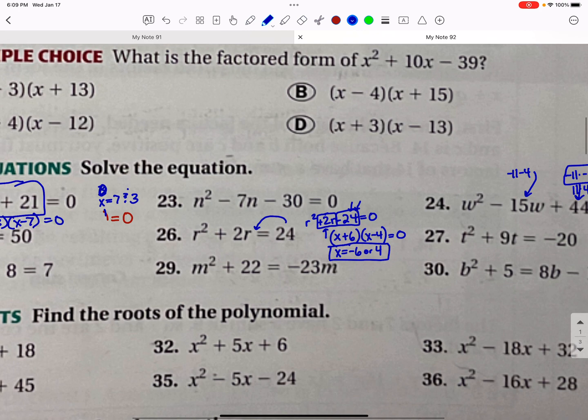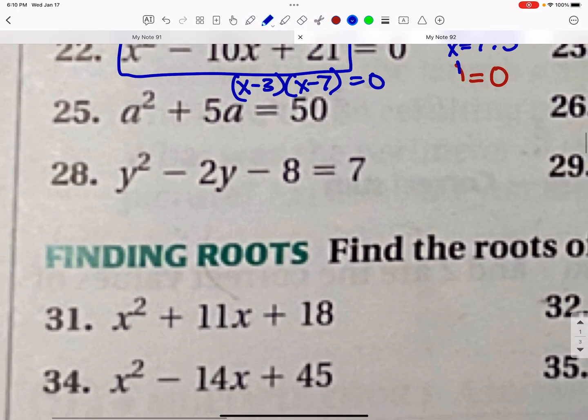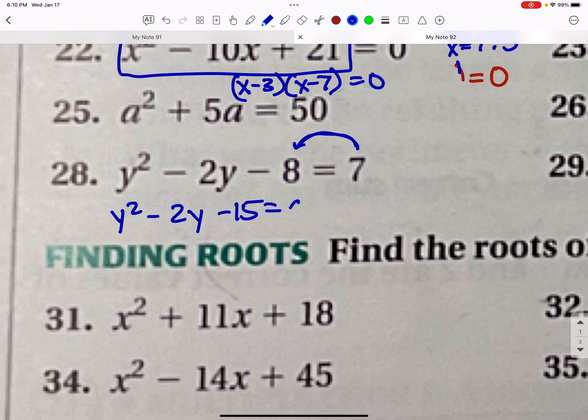All right, let's see. 28. Okay, let's throw this over here with this guy. Y squared minus 2y. Let's throw the negative 7 over here. So we have minus 15 equals 0. We have to set these equal to 0. All right, I got to think of two numbers where the negative is 2 bigger than the positive. I know they're opposites because they're going to make a negative.